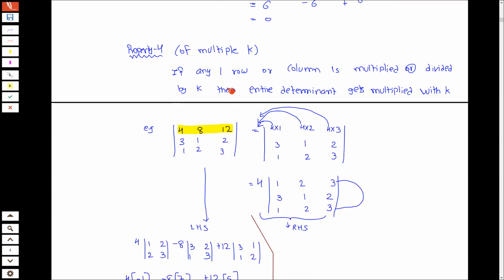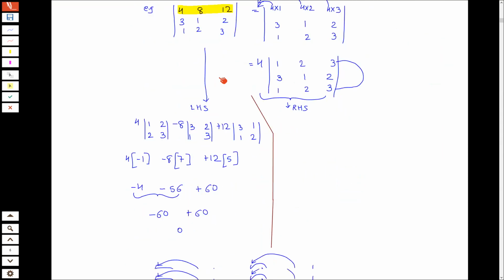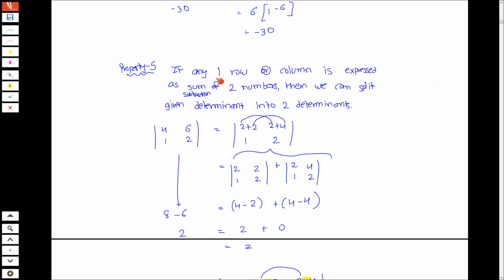Now the fourth property is also very logical. You can take something common from any row or any column. For example, if I have 4, 8 and 12, I can take 4 common. So the first row will become 1, 2 and 3. I hope you are able to understand. These properties are actually very easy. The only thing is that how to apply them is important.